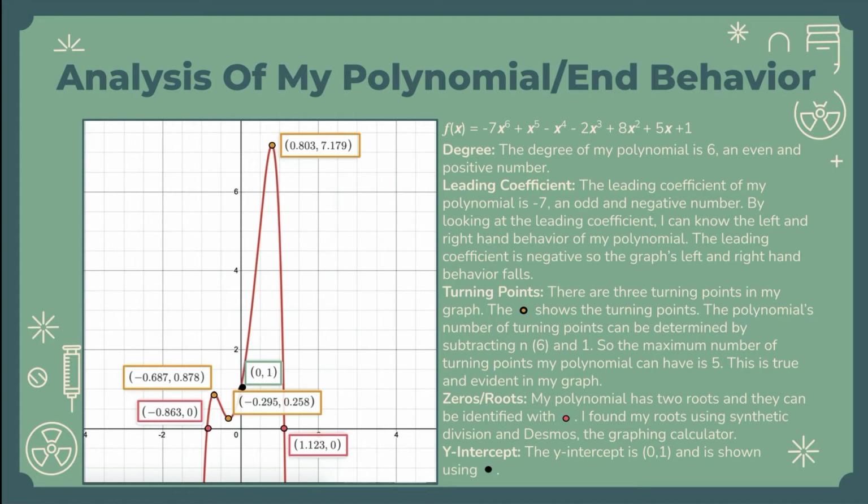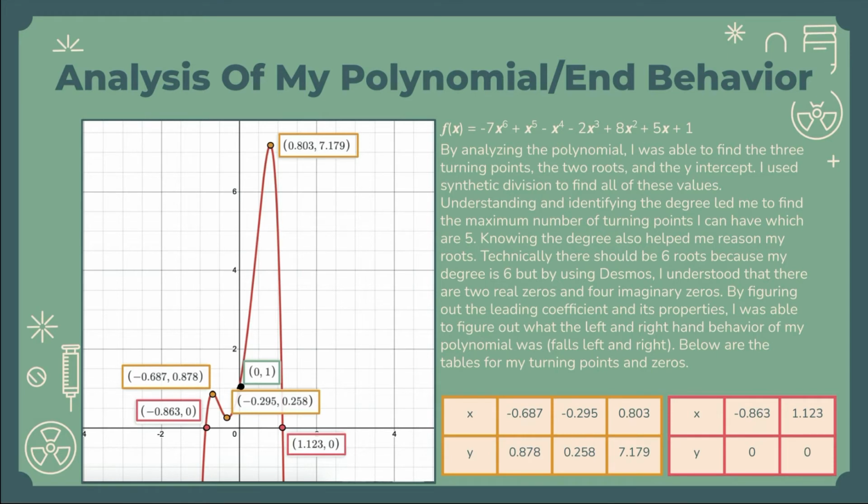My polynomial has two roots and they can be identified with the pink dots. I found my roots using synthetic division and Desmos, the graphing calculator. Finally, the y-intercept is 0, 1, and this is shown using the black dot. By analyzing the polynomial, I was able to find the three turning points, the two roots, and the y-intercept. I used synthetic division to find all of these values.